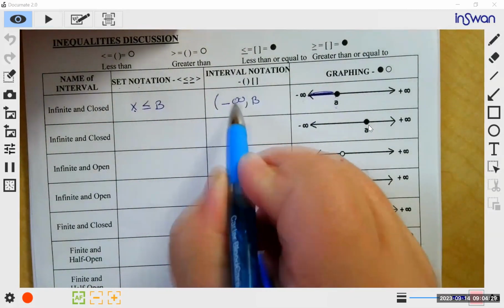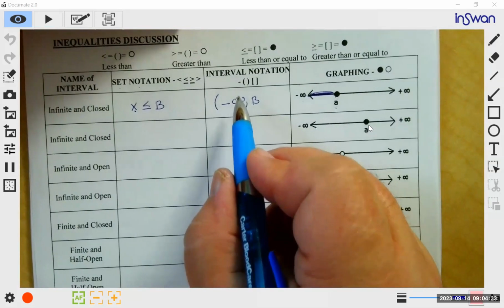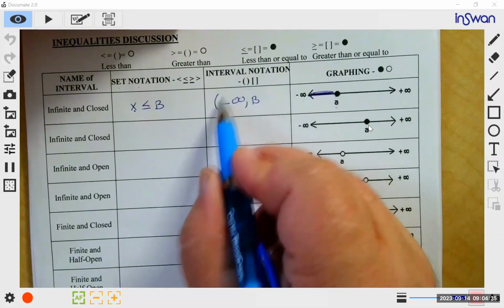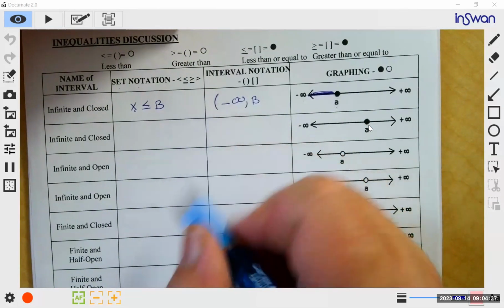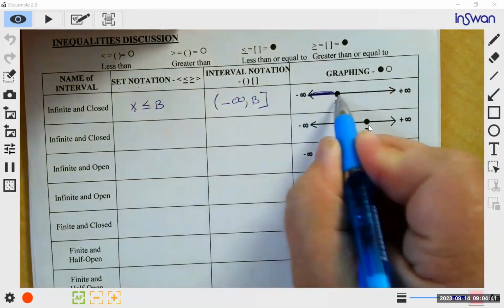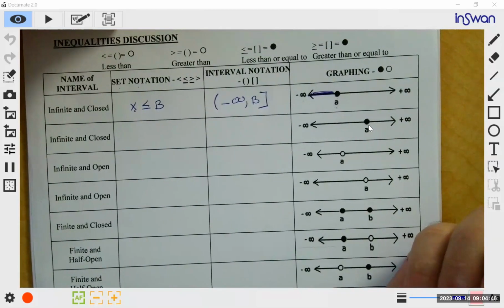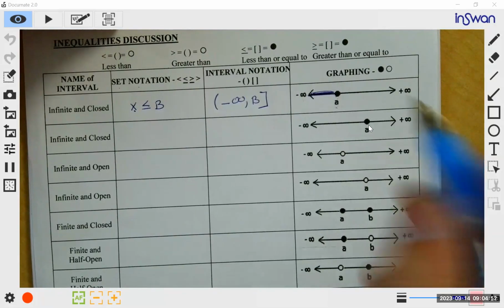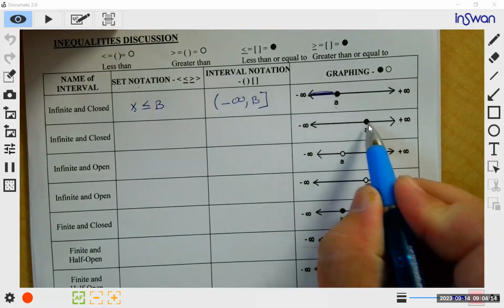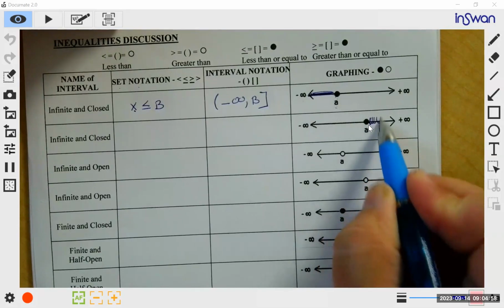Parentheses means I cannot. Can you ever get to negative infinity? No, it's impossible. You can never get to it. That's why infinity and negative infinity are always parentheses. But since we can use B, it's a solid dot, we put a bracket. Likewise, this one. We started at B.